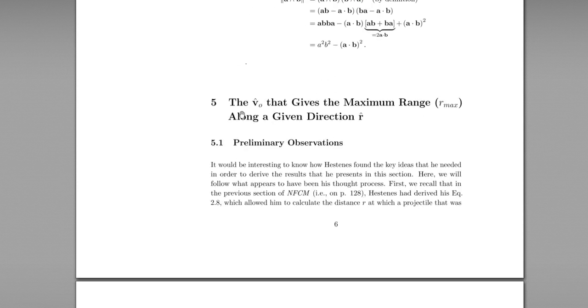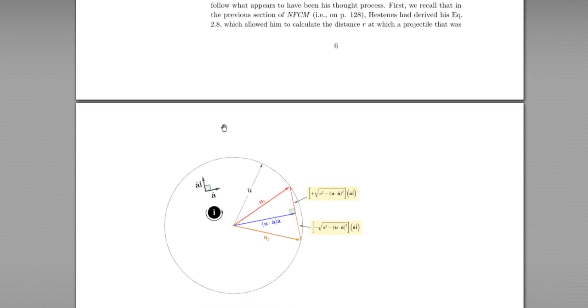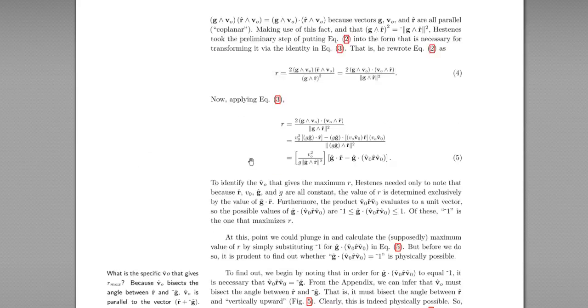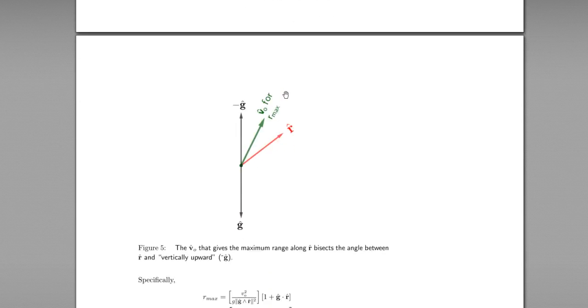So getting into it here, the first subject is the launch direction that gives a maximum range, and then finding that maximum range. It turns out that the direction of launch that gives a maximum range bisects the direction of the line of sight that interests us and vertically upward, which is kind of a neat result. So if you want to find the maximum range, it's just the bisector of the line of sight that interests us and vertically upward.